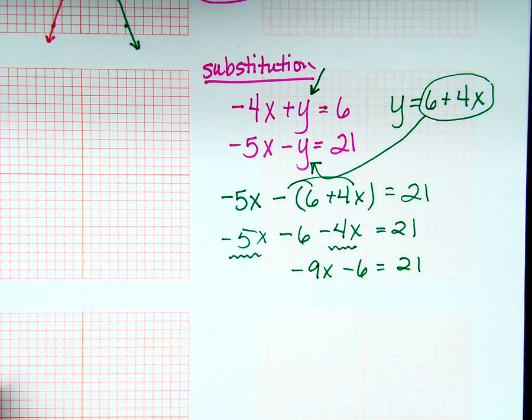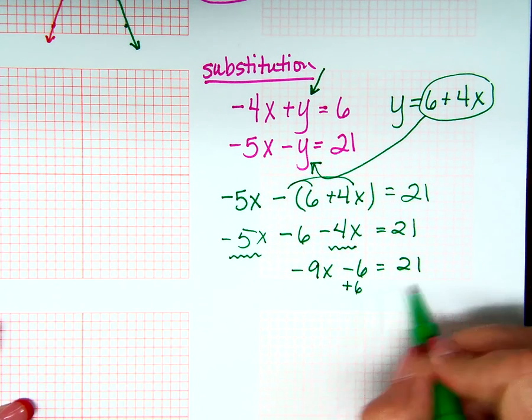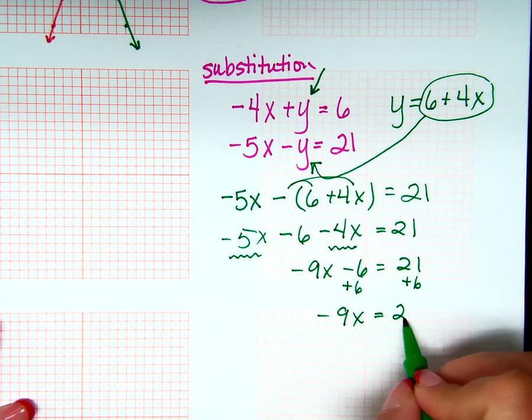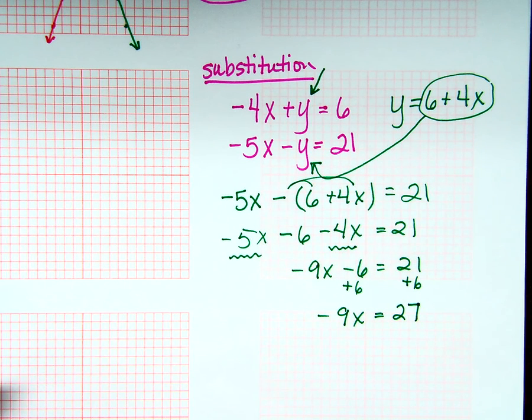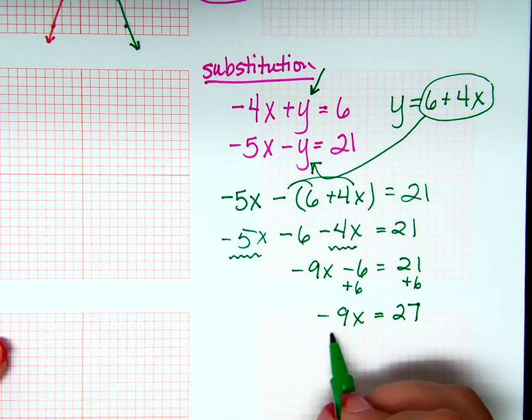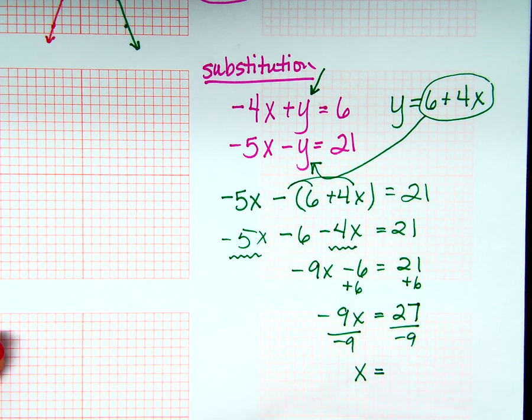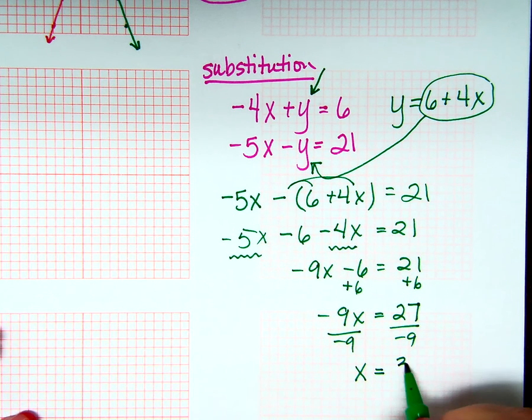And then what? Perfect. If I add 6 to both sides, I get negative 9x equals 27. Now if I divide both sides by negative 9, x equals negative 3. Yes, I got an answer. I'm done, right? Oh, I'm not?